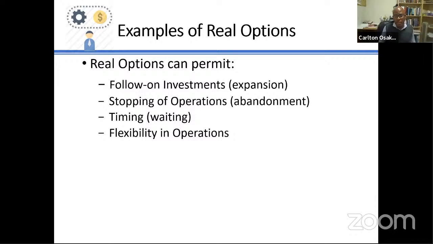And finally, of course, there are options with regards to flexibilities in operations. A classic example of this is operating leverage, that is, the labor to capital mix. So sometimes you have the option to become more labor intensive or more capital intensive, depending on how the situation unfolds, shall we say. For instance, if the labor market slows down and labor becomes cheap, you can make your firm more labor intensive and so on.